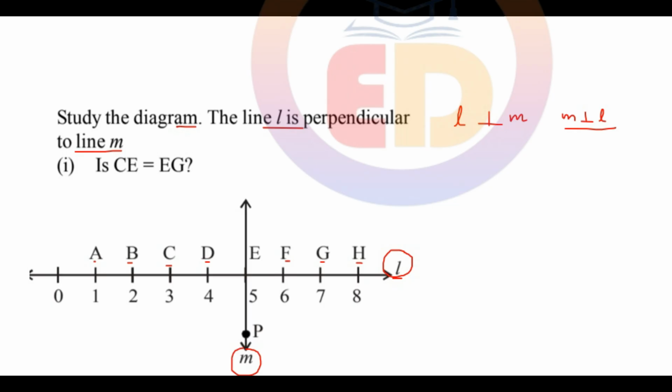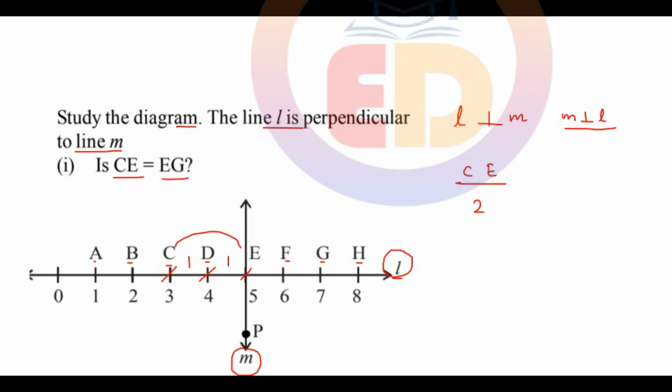Now on the basis of this there are some questions. The first question is: CE is equal to EG. Now CE means you have to go from C to E. You have to go C to D and then D to E. C to D is 1 unit, D to E is 1 unit. So from C to E we can say it will be 2 units.